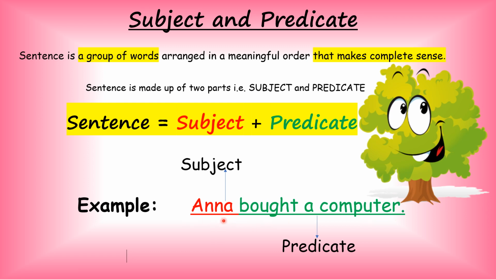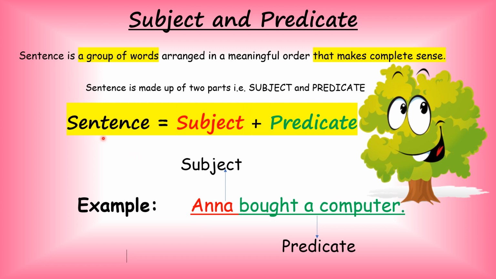So, what is Anna? Anna is the subject. So, we talk about the subject in a sentence. Okay, children? And the part which is telling about the subject is the predicate. That means the predicate tells what the subject has done or what the subject is. Is it clear, children? We will be doing it in detail. Don't worry. So, I'm repeating again.